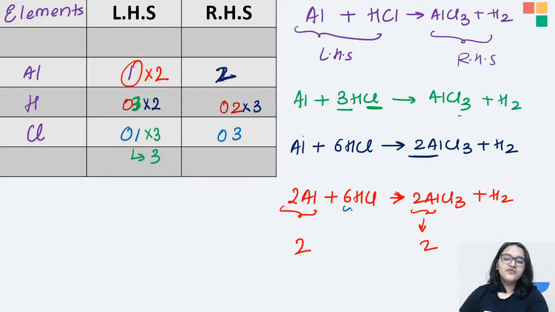How many hydrogen do we have on the left hand side? I have 6 hydrogen on the left hand side. How many hydrogen do I have on the right hand side? Oh, I guess I was supposed to add 3 over here. Just a second, I have an eraser. So 3 was supposed to be over here. So 3 2s are 6, right? Yes.